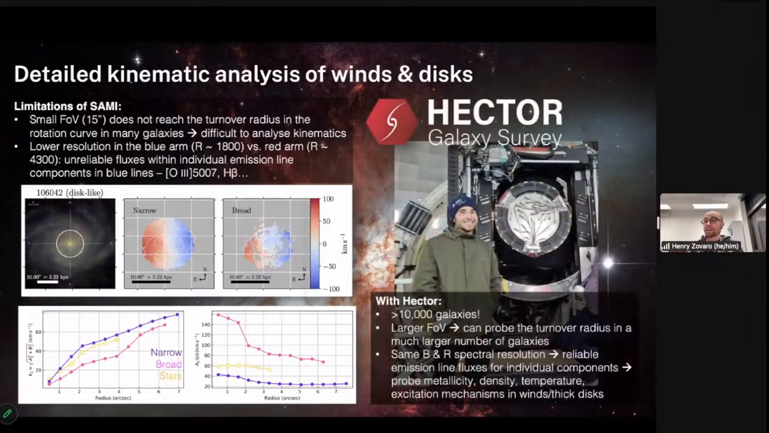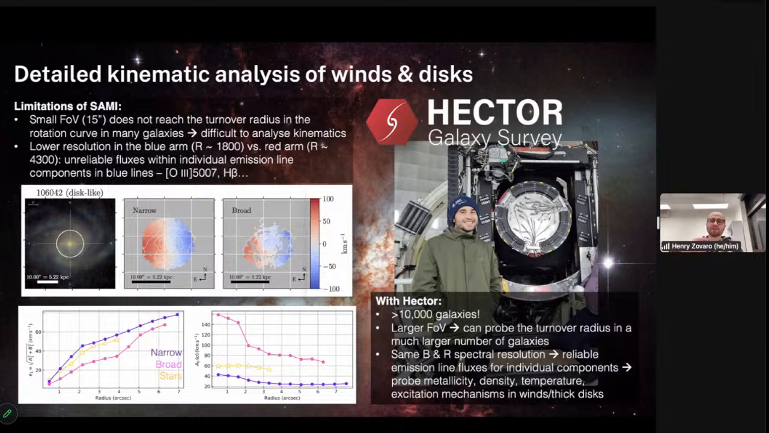However, I'm a member of the Hector Galaxy Survey, which is the successor to SAMI. So Hector is going to be bigger and better than SAMI in almost every way. We're going to look at over 10,000 galaxies with Hector, and data collection has already started. Here is a picture of me standing in front of the Hector instrument, also mounted on the Anglo-Australian Telescope at Siding Spring Observatory. A key feature of Hector is that the bundles actually have different sizes, and in particular, there are some really big bundles.